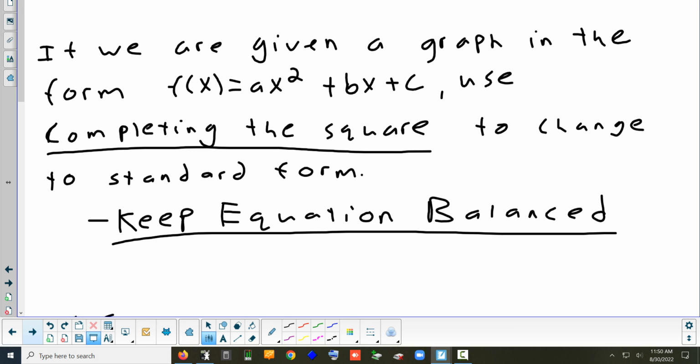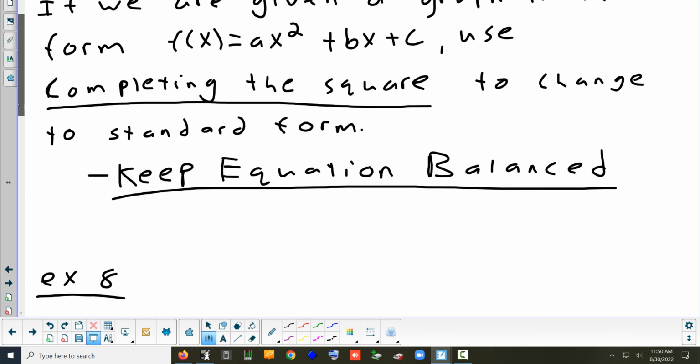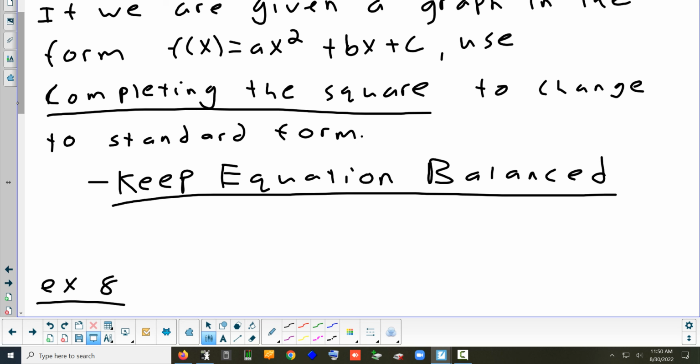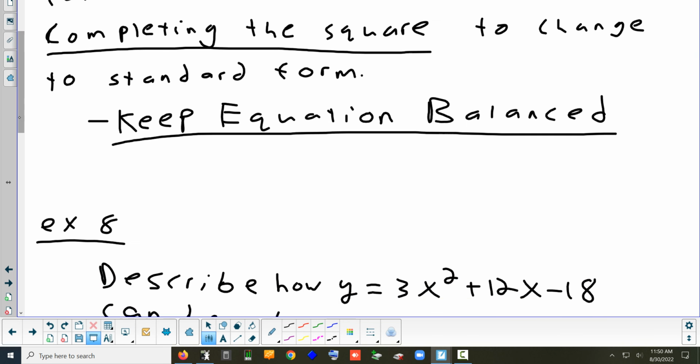You have to be very careful when you do that. So I'm not going to really write a whole set of steps for completing the square. I'm going to show you an example, and I'll make a few notes as we go through it. We're going to look at 3x squared plus 12x minus 18. I don't really care if we describe the transformations right now. I'm sure once we complete the square, you could do that. I'm more just concerned with showing you how to complete the square.